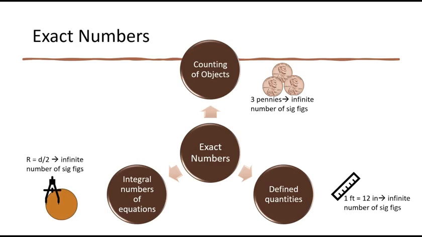And if we consider the equation r equals, or the radius equals, the diameter, or d, divided in half, or divided by 2, that number 2 does not have one sig fig. It has an infinite number of sig figs because we would divide the diameter exactly by 2. These are the 3 sources of exact numbers. If the value you are working with is not from one of these sources, it will have a finite number of significant figures.